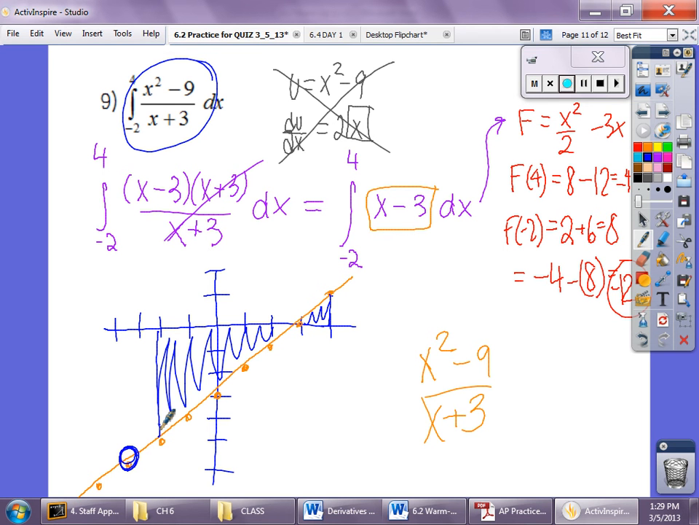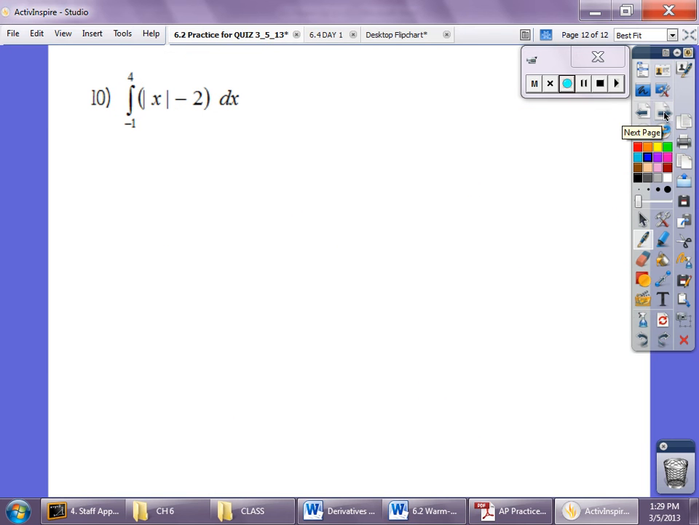All right. Last one. Number 10. Absolute value. Anytime you see an absolute value in the integral or an absolute value in the derivative, you're probably going to graph it. So I'm going to say that one more time because you've had one of these on every single test or quiz for integrals. Anytime you have an absolute value, you cannot integrate it. So the best thing to do is attempt to graph it.